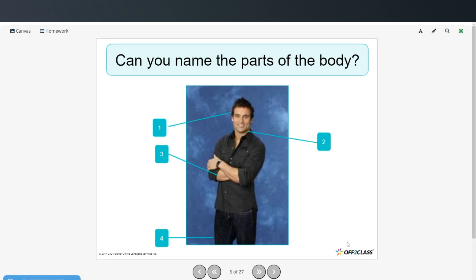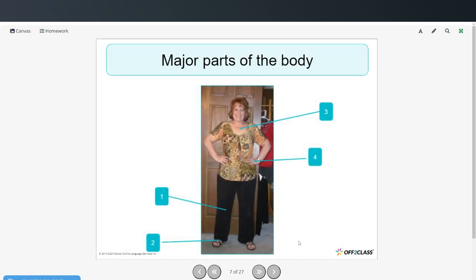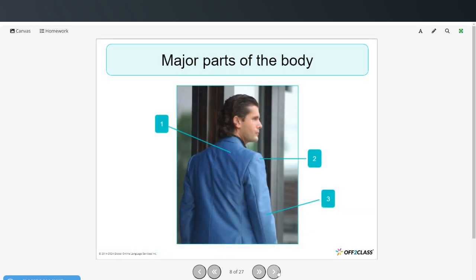Alright, so now see if you can name the parts of the body that we just learned. So take a few moments, write down those answers. And then try these. See if you can remember. And here are the last 3. See if you can remember these.